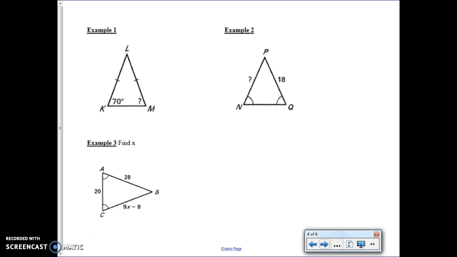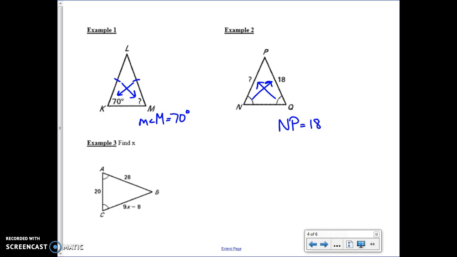Okay, so for example 1, there are those two tick marks showing an isosceles triangle, so we know by our base angles theorem that our opposite angles are congruent. So the measure of angle M has to also be 70 degrees. In example 2, we see just the opposite. We see our two base angles being congruent, so we look across, and we know the length of NP also has to be 18.